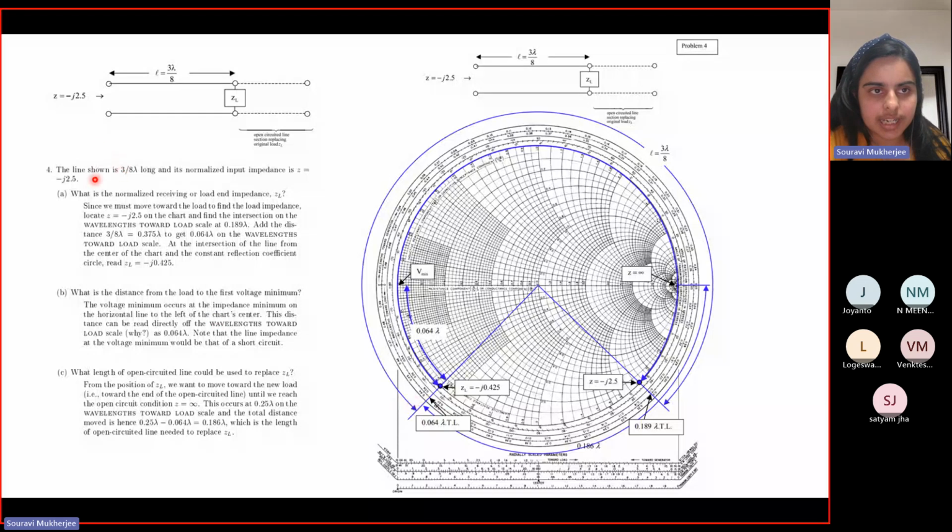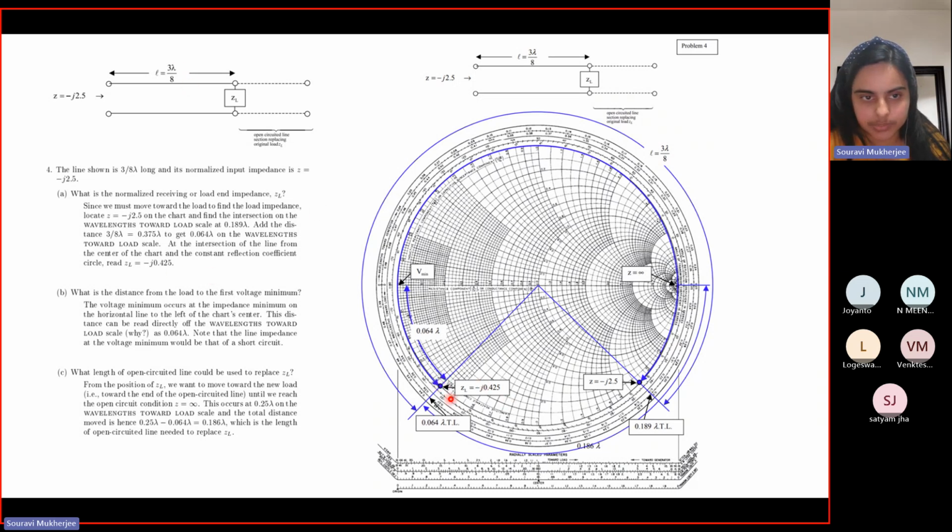Now here it says that this is your impedance at the generator. This is the length. What is the normalized receiving or load impedance? Right. So first you locate the impedance at the generator. Extend it further. Now you have to look into the wavelength towards load scale. This will again give you a distance. Now move counterclockwise by this distance, 3 lambda by 8, to get to this point. Extend it further inwards to find the load impedance, which is at a distance of 3 lambda by 8, right?